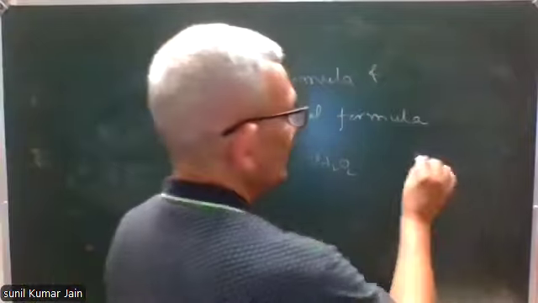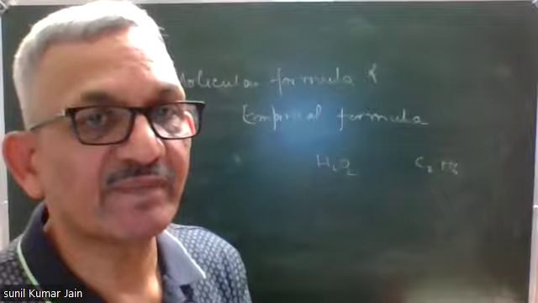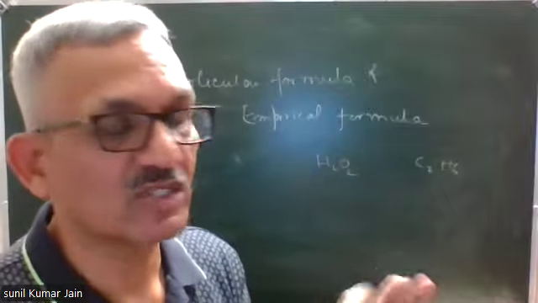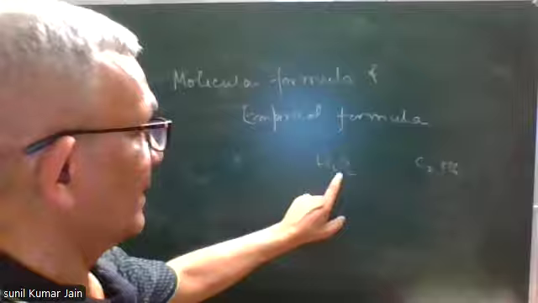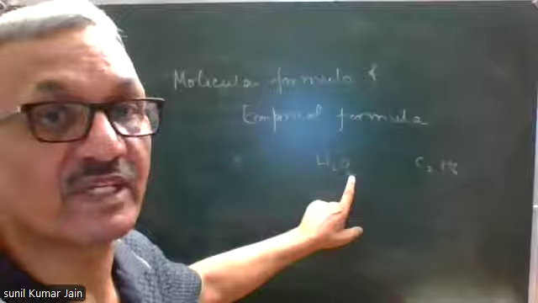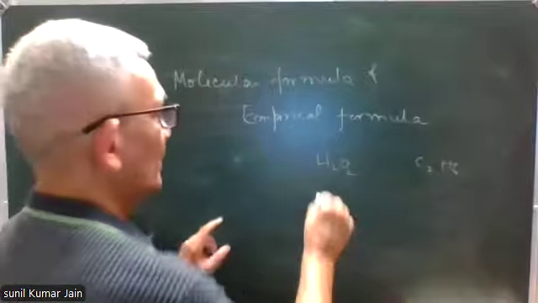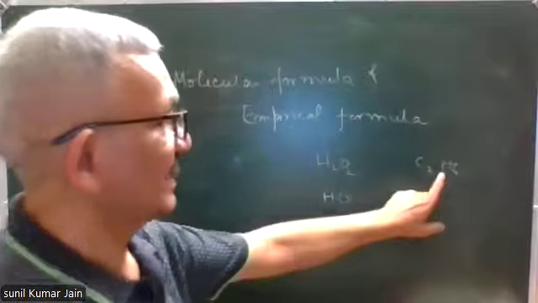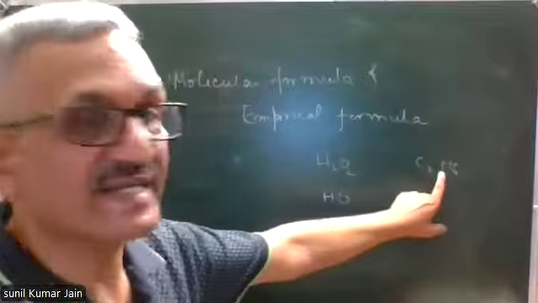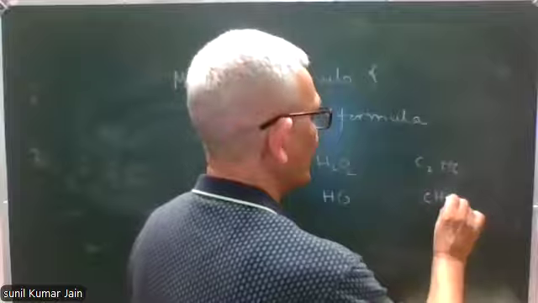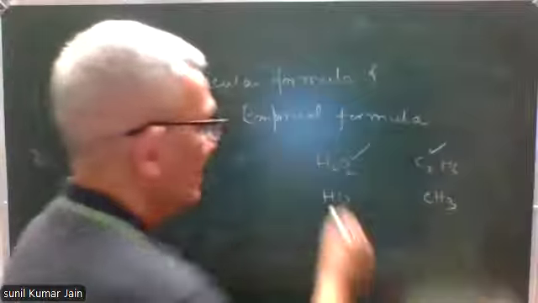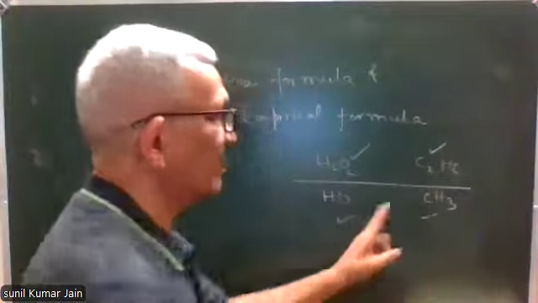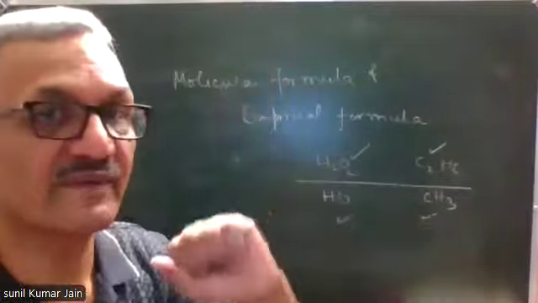In these molecules, if I divide by the highest common factor, HCF, of the number of atoms, 2 and 2, the highest common factor is 2. I divide by 2, the formula becomes HO. In this case, the highest common factor is 2. If I divide by 2, it becomes CH3. So these are molecular formulas and these are empirical formulas. So what is the difference?